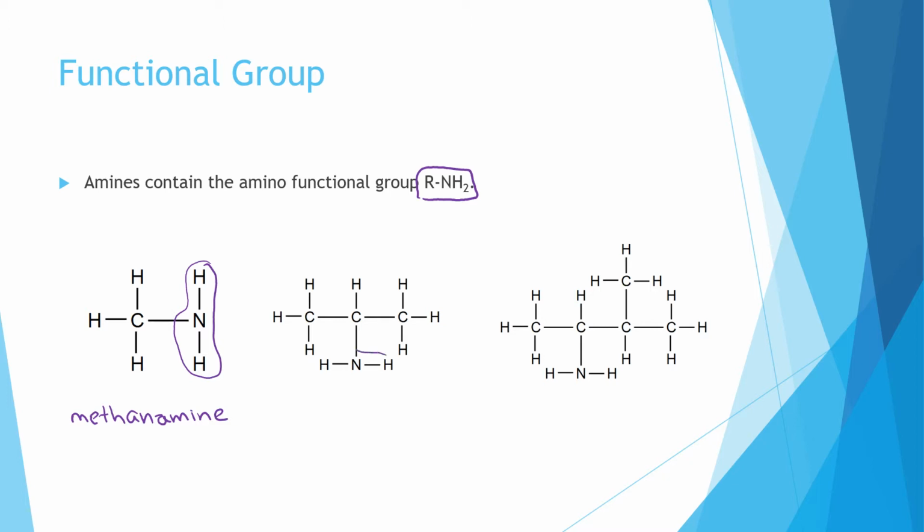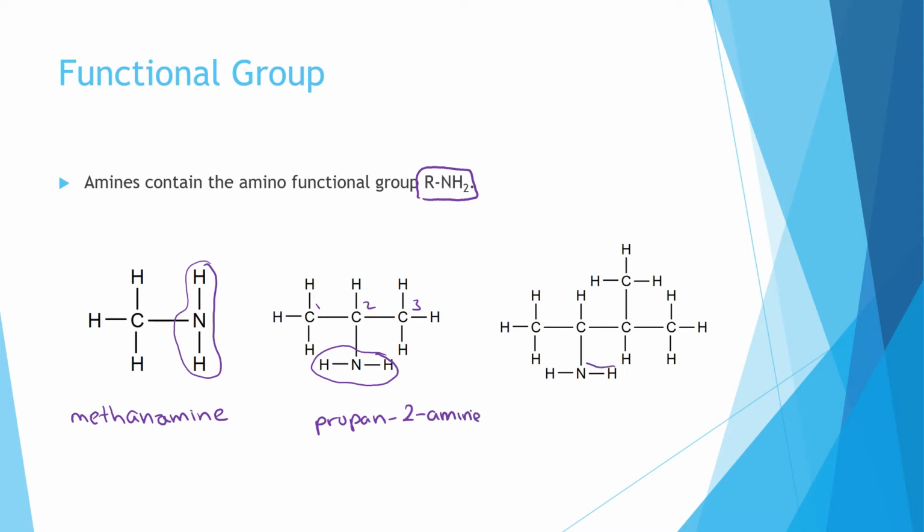This one here, you can see here is the amine group. It's attached to 1, 2, 3 carbons. So this would be propan-2-amine.